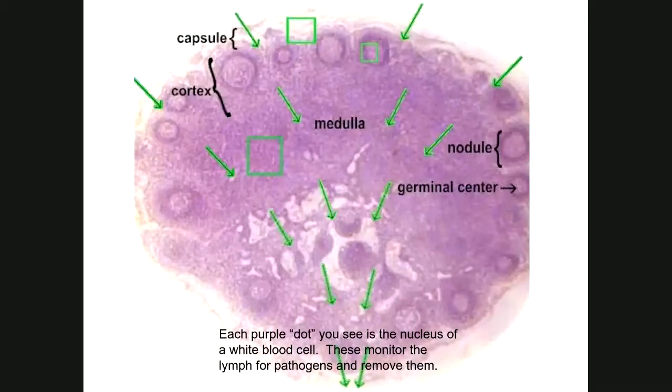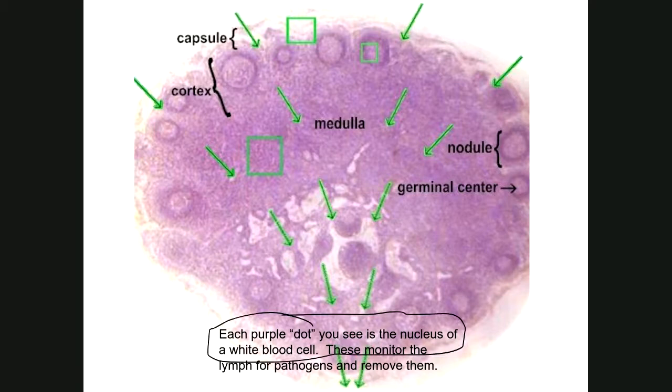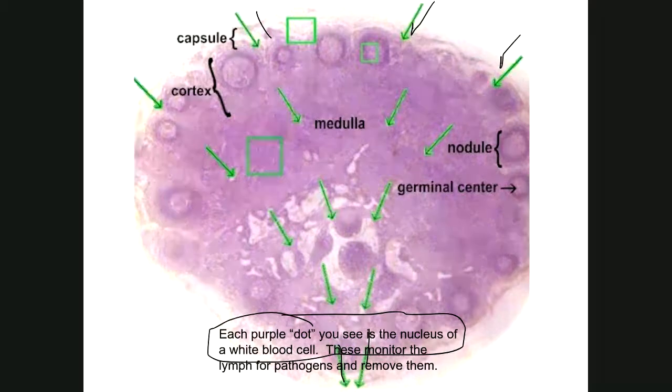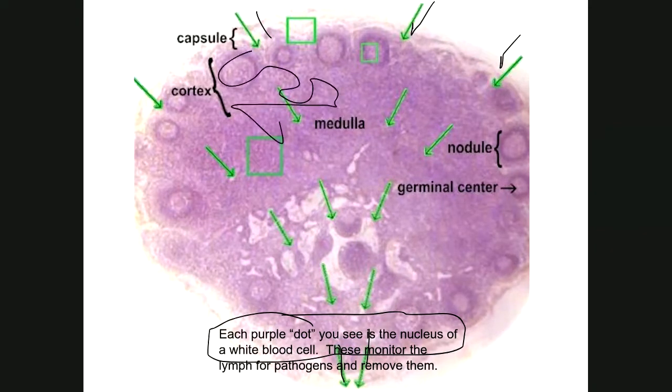Well, again, here's another picture of a lymph node, and every little dot that you see is the nucleus of a white blood cell. So there's the fluid coming in, and then here's the fluid going out, and look, it's going to meander around all over these, past these white blood cells.